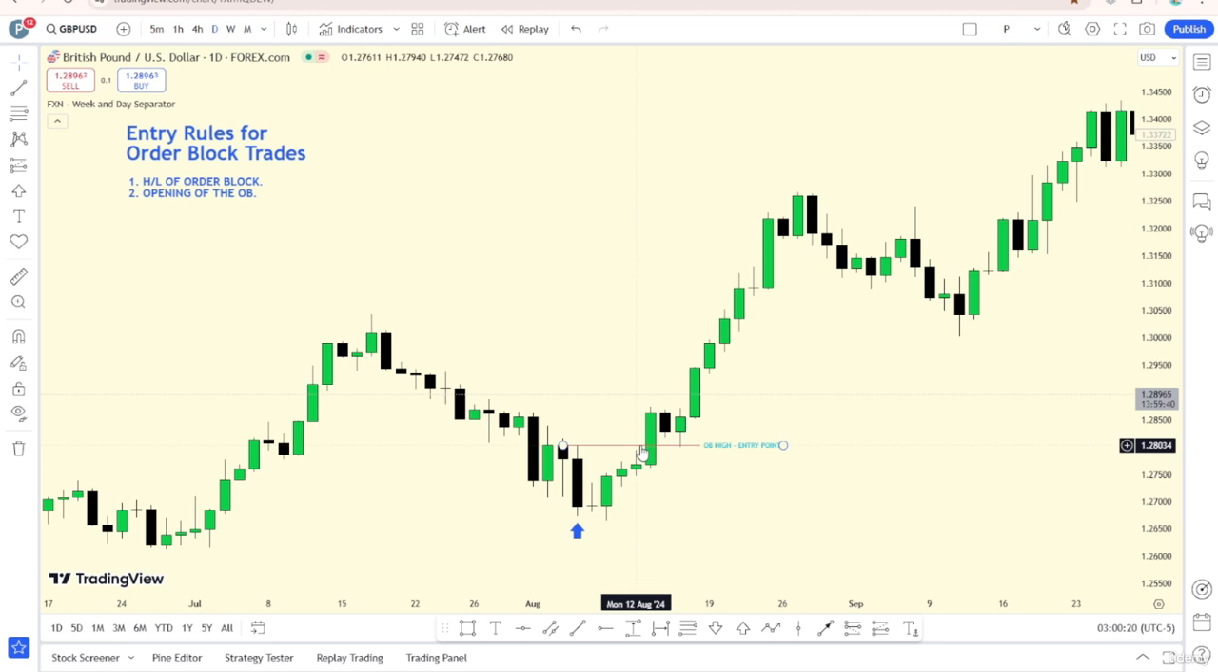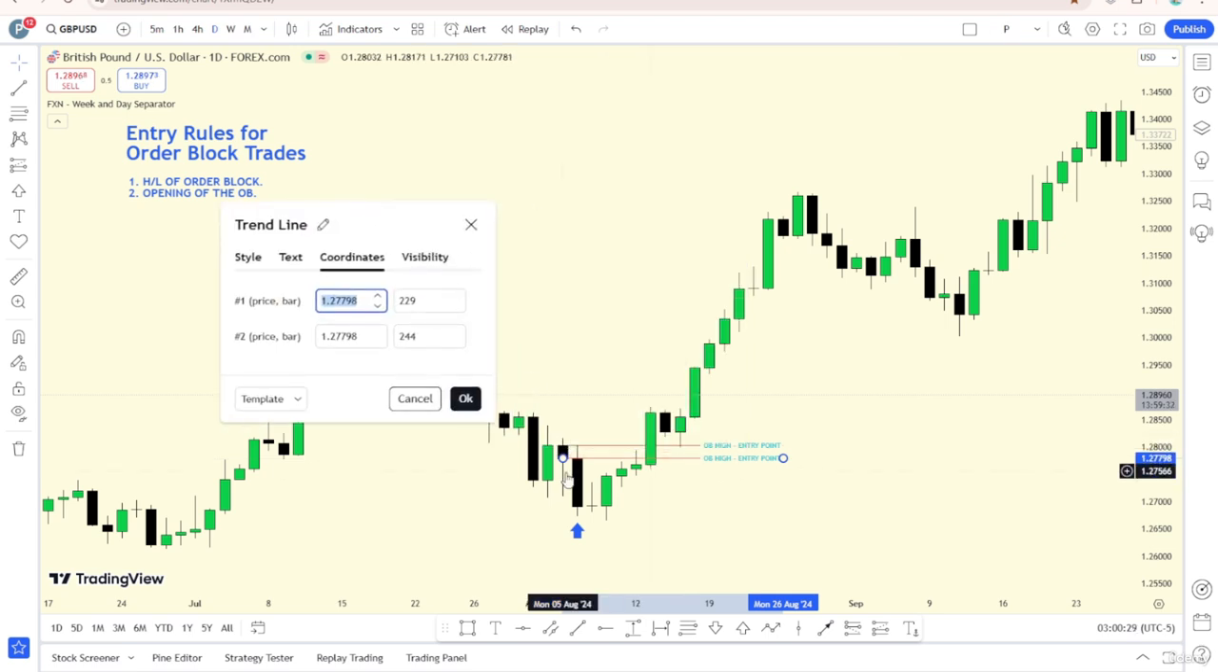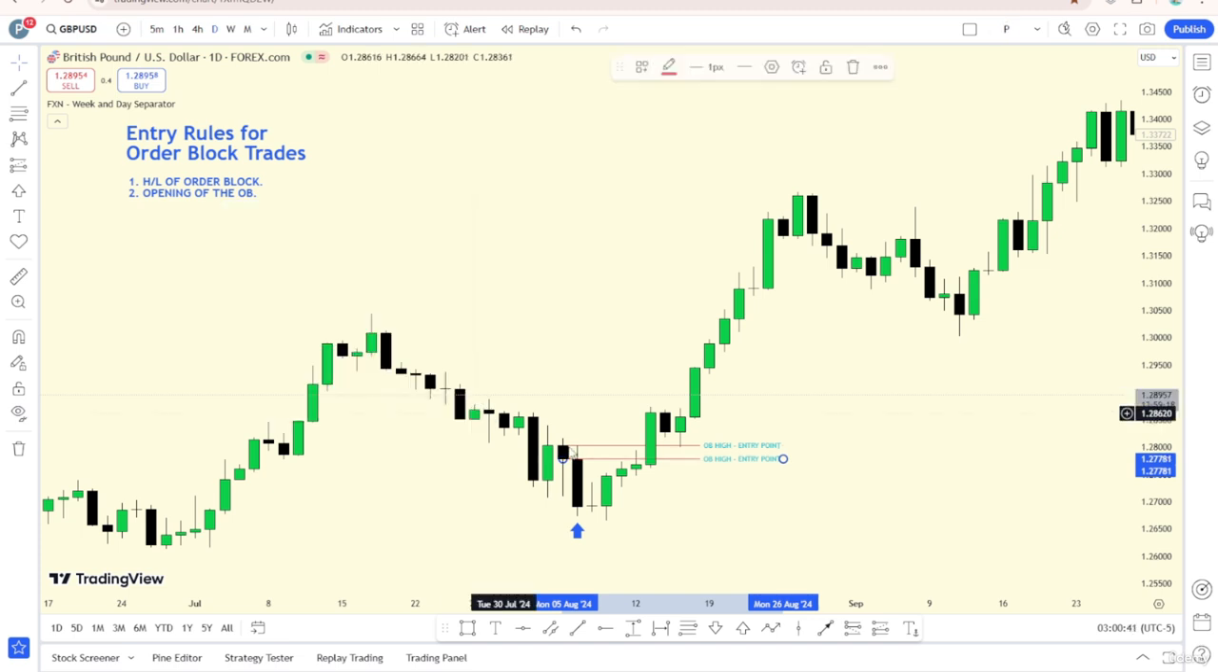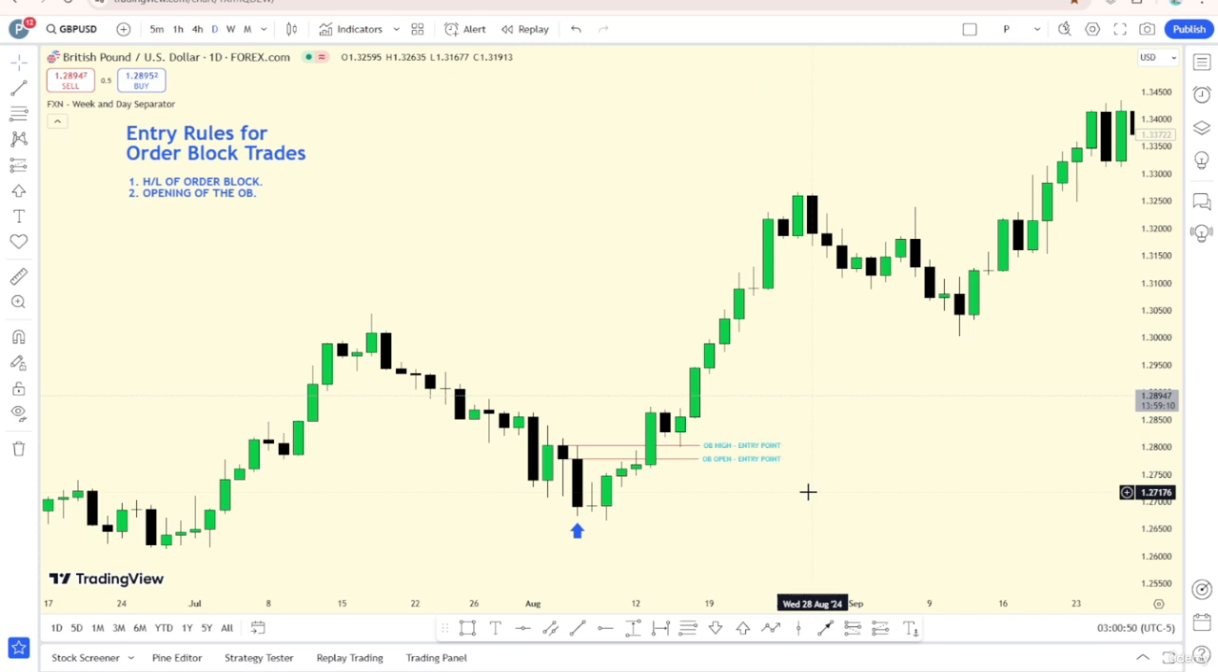The alternative entry point, of course, is the opening, but always begin with the nearest to price. So just begin with the high. The opening of that candle is 1.27781. So this is the order block open. It's an alternative entry point.